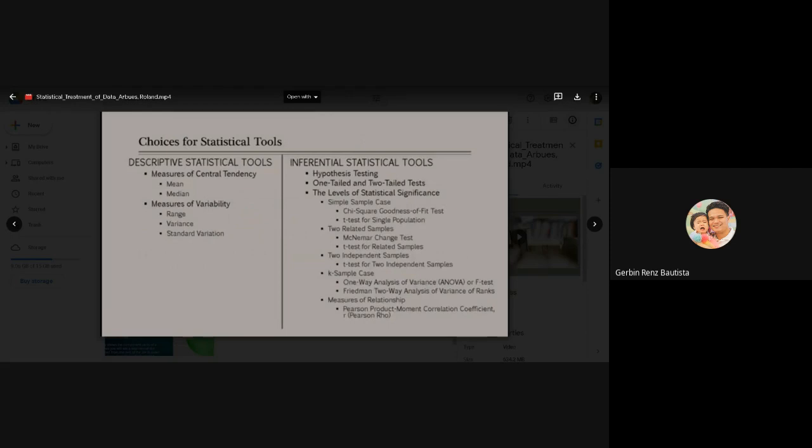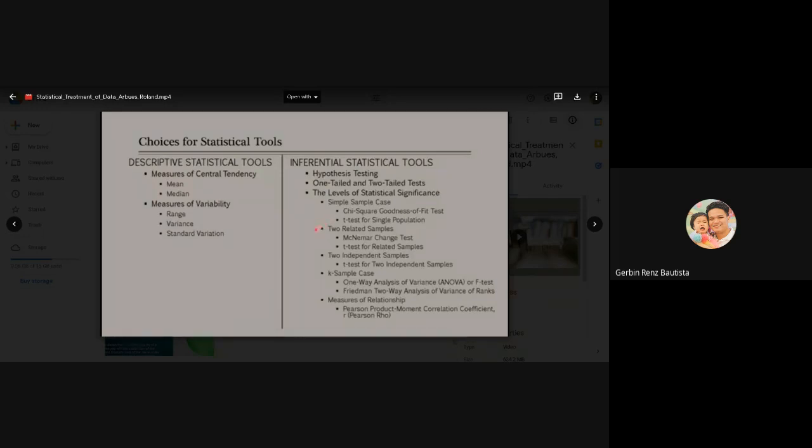The following are the common choices for statistical tools. Under the descriptive statistical tools, to measure the central tendency, the mean or the median can be used. To measure the variability, range, variance, and standard deviation are used. For the inferential statistical tools, there are hypothesis testing, the one-tailed and two-tailed tests, and the level of statistical significance, which include simple sample tests like the chi-squared goodness of fit test and the t-test for single population.